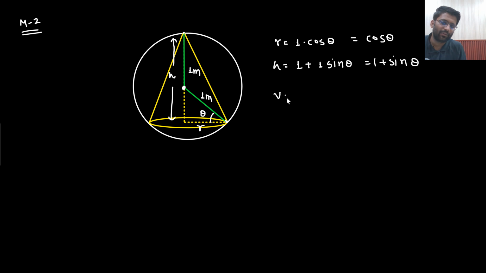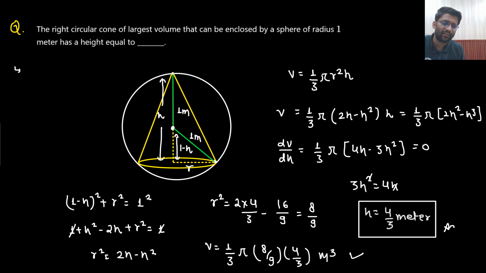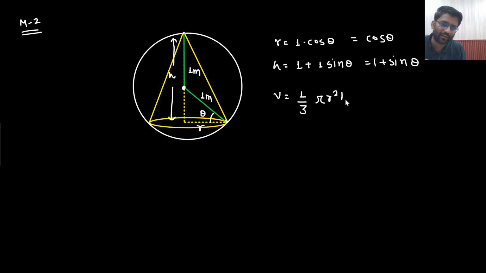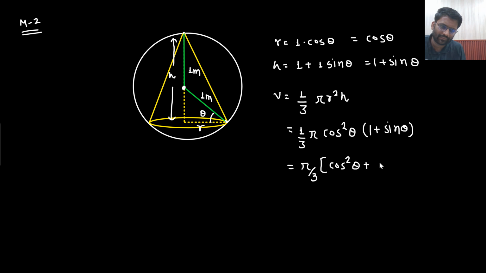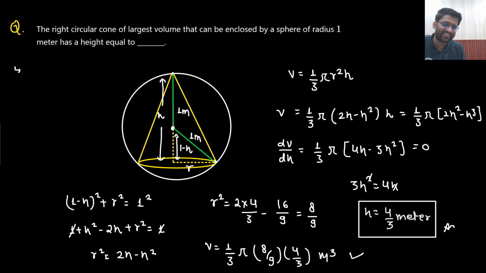Right? So what will be the volume? Volume will be 1 by 3 pi r square h. Complex calculation. Okay. Surely more complex than this one.